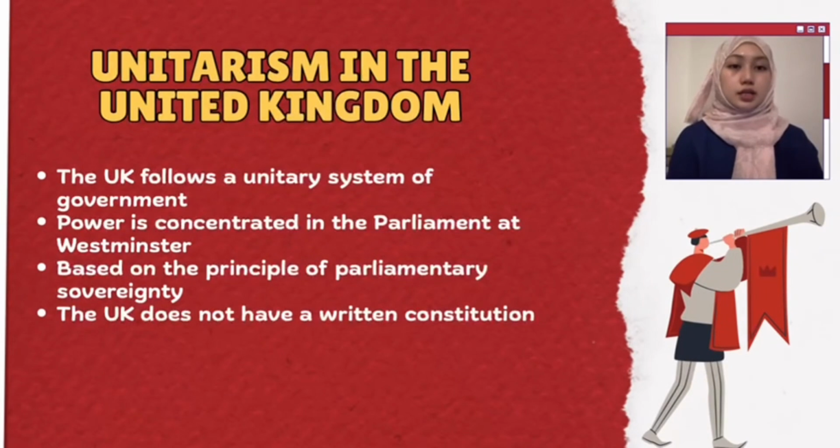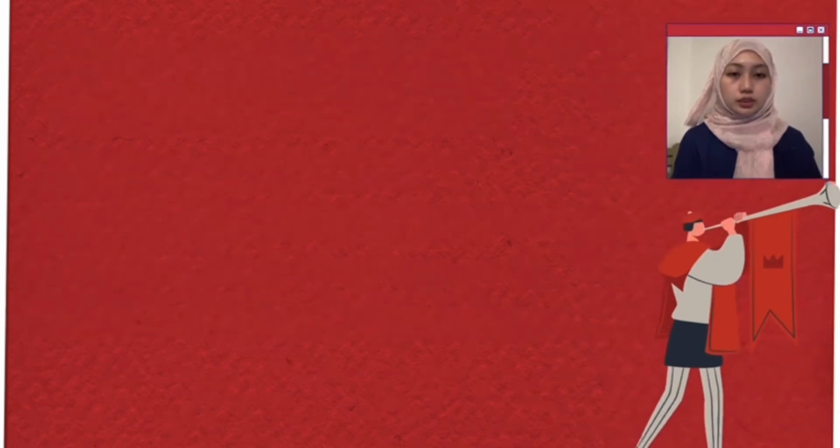Meanwhile, the United Kingdom follows a unitary system where power is concentrated in Parliament. It is based on parliamentary sovereignty, meaning Parliament has the highest authority. Unlike Malaysia, the UK does not have a written constitution.